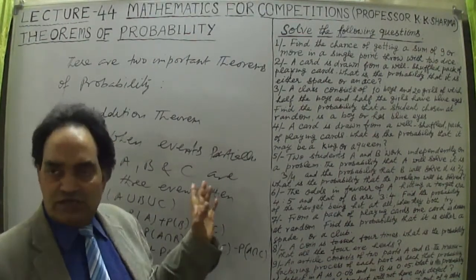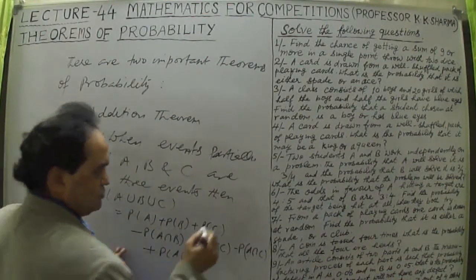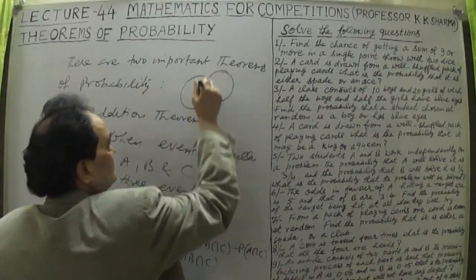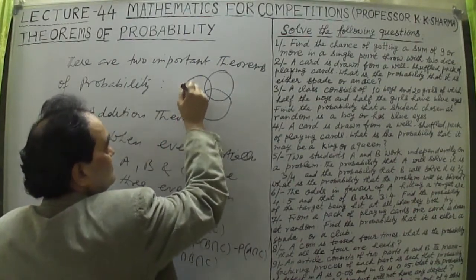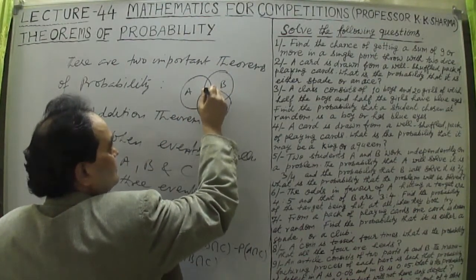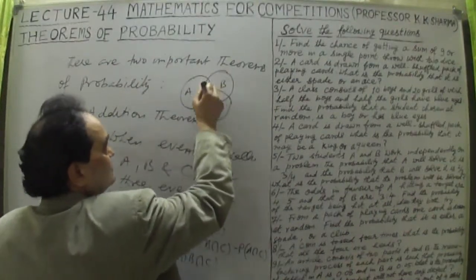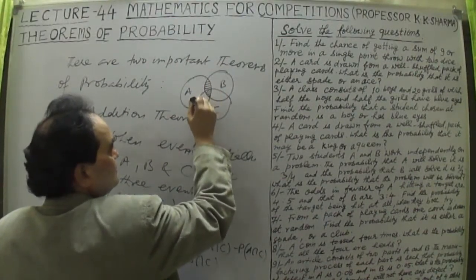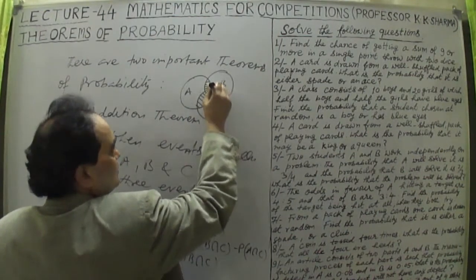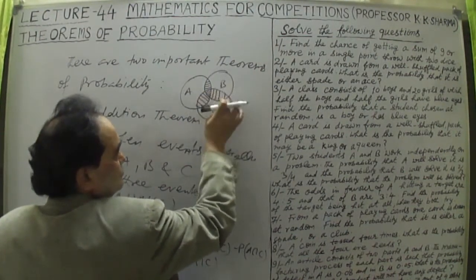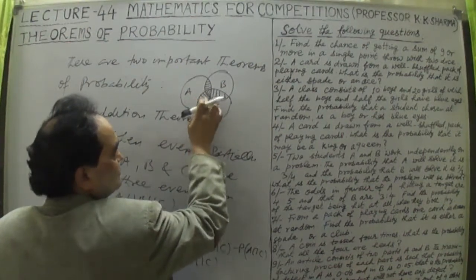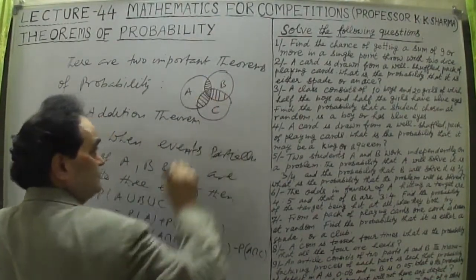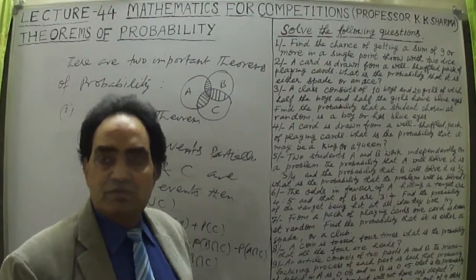Let me explain how this works with set theory. If there are three events, this is A, this is B, and this is C. This is A intersection B intersection C, this is A intersection B, this is B intersection C, and this is A intersection C. The portion common between all of them is A intersection B intersection C.